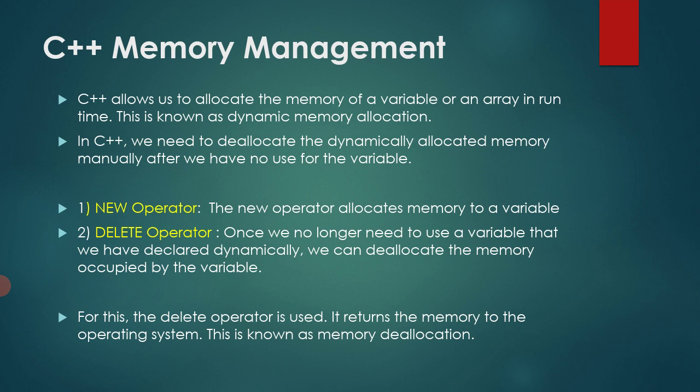So what is C++ memory management? As the word suggests, memory management is how we have to deal with the management of the memory. C++ allows us to allocate memory to a variable at runtime. It has provided the facility that we can allocate memory at runtime. When we allocate memory at runtime, this type of allocation method is called dynamic memory allocation.